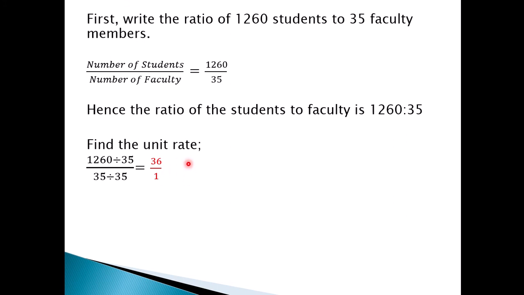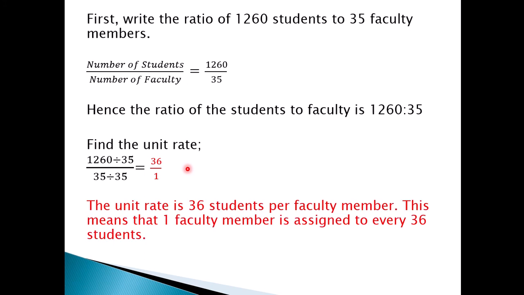So that's going to be 36 over 1, because both numerator and denominator are divisible by 35. Then we get the rate of 36 over 1. And as we conclude, the unit rate is 36 students per faculty member. This means that one faculty member is assigned to every 36 students. So that's how we are going to conclude our answer. Simple as that, starting with the ratio, moving on with their unit rate, then simplify.